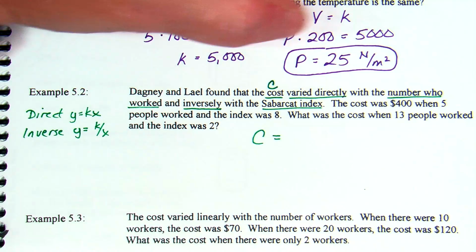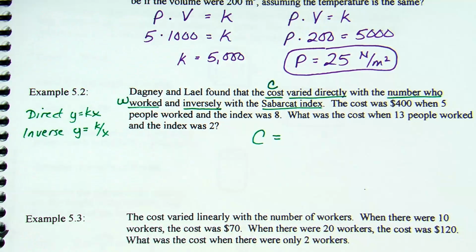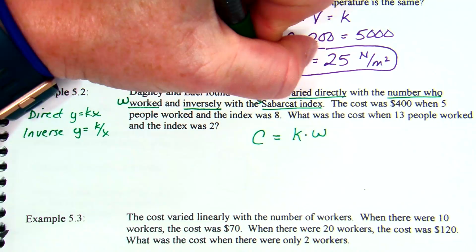So if the cost varies directly with the number who worked, that's going to be C equals K times W, because that's direct variation. So it's a constant times a variable. And then it says inversely with the Sabercat index. I'm going to use S for the Sabercat index.